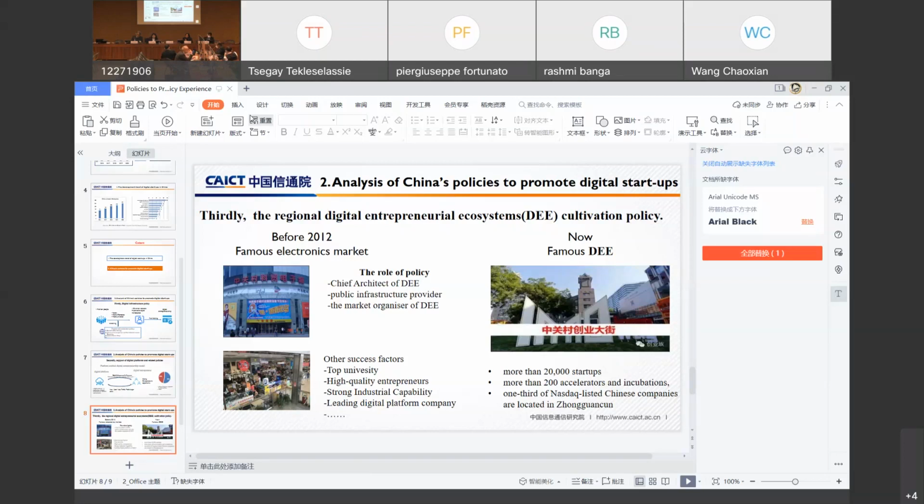First, is the chief architect of the digital entrepreneurial ecosystem. In 2012, Zhongguancun was approved as a national independent innovation demonstration zone. Since then, the Zhongguancun Management Committee has issued a series of policies and measures to improve the entrepreneurial environment, gather entrepreneurial resources, build entrepreneurial platforms, guide entrepreneurial directions, and strengthen industry, university, and research cooperation.